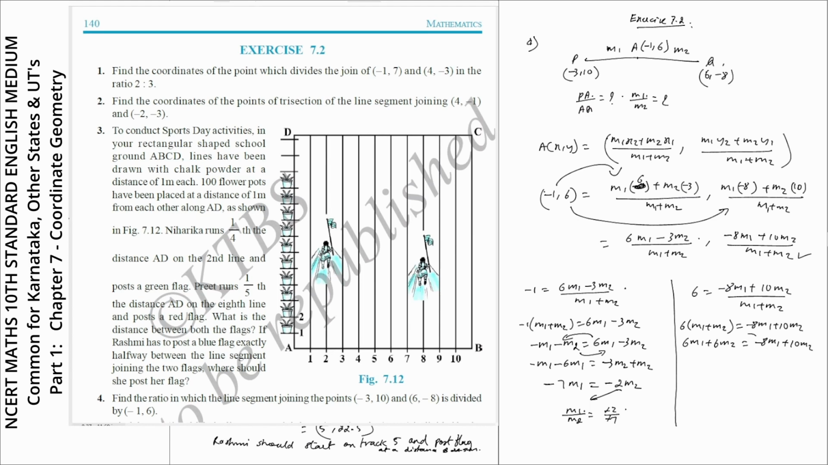So I'll bring this to the left hand side, I'll take this to the right hand side. So 6 m1 minus 8 m1 becomes plus 8 m1. So this is equal to 10 m2 minus, sorry, 6 m2. If I take it to the right hand side, it becomes minus 6 m2. So 6 plus 8 is 14 m1 is equal to 10 minus 6 is 4.